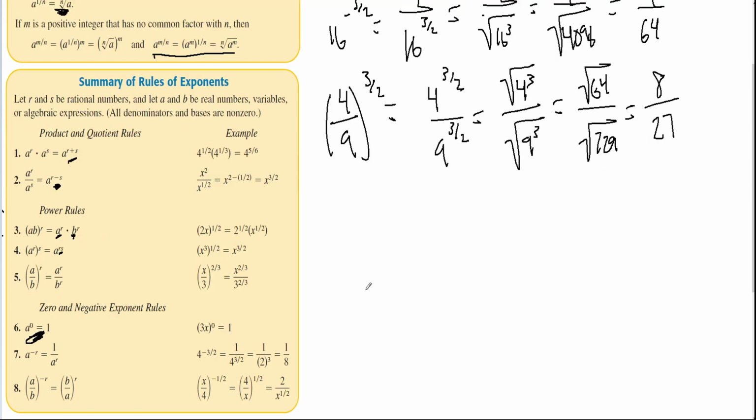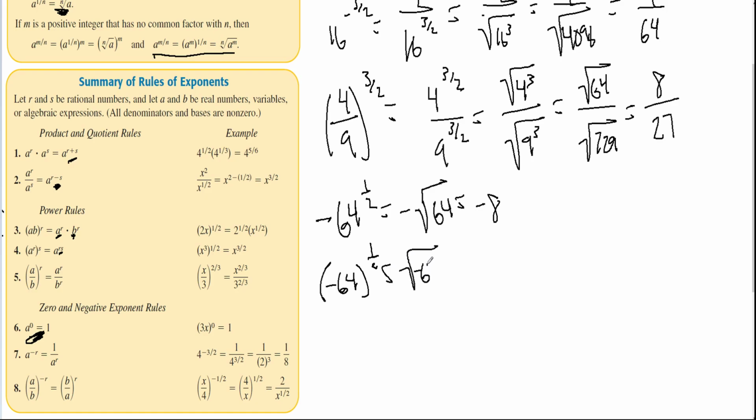Okay, and scrolling down here. If I have negative 64 raised to the 1/2 power, that's equal to negative the square root of 64, okay? I still have my negative sign out here, and I'm taking the square root of 64. The square root of 64 is 8, so my answer would then be negative 8. But if I have negative 64 in parentheses raised to the 1/2 power, I would write that as the square root of negative 64, which would give me a non-real number.